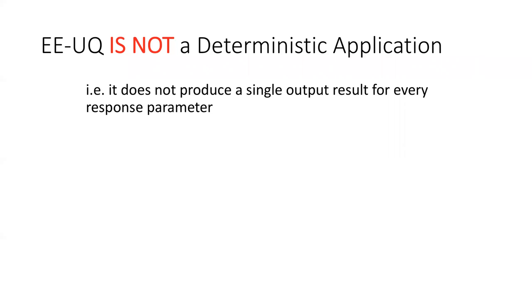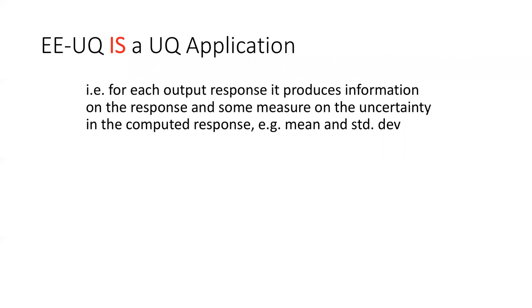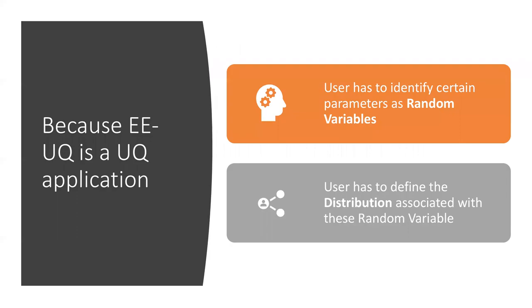So the important thing to remember is that EEUQ is not a deterministic application. That is, it doesn't produce a single output result for every response parameter that you're interested in. For example, if you run the application for the response of a building, you do not get one number for the maximum floor acceleration. Instead, EEUQ is a UQ application. For each output response, it produces information on the response and some measure of the uncertainty in the computed response. For example, the mean and the standard deviation of that floor acceleration.